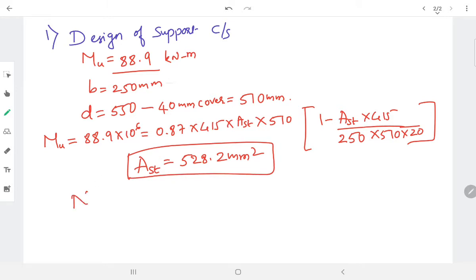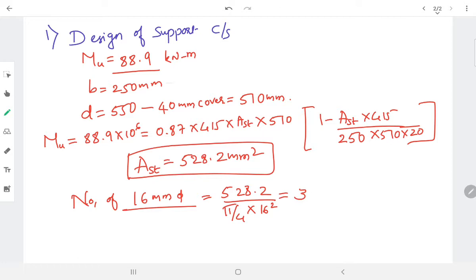For this we need to calculate the number of bars. Use 12 mm diameter bars and above. So I am using here 16 mm diameter. How many numbers are required for this: 528.2 divided by pi by 4 into 16 squared. So I will require 3 numbers. So in the support section I require 3 numbers of 16 mm diameter bars. While doing the design we will recollect these values.